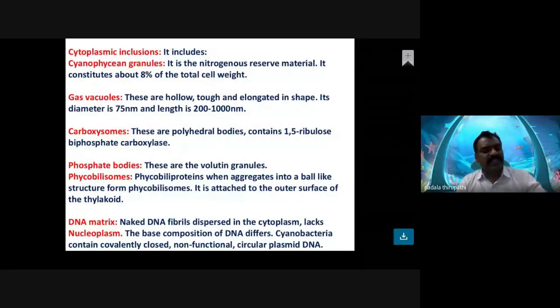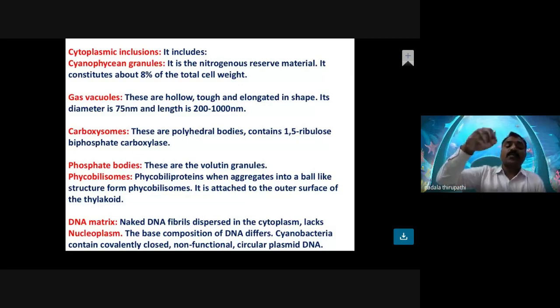So phycobilins are the special type of pigments which are present only in red algae and blue-green algae, my dear friends. Red algae and blue-green algae. So these phycobilins are possessed in the phycobilisomes. So when phycobiliproteins aggregate into ball-like structures, they form phycobilisomes. It is attached to the outer surface of the thylakoid.